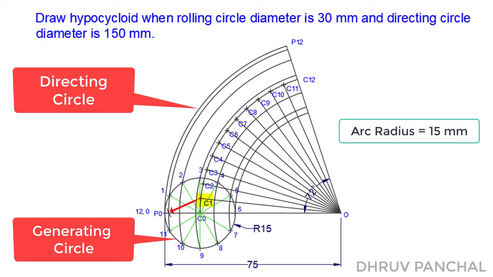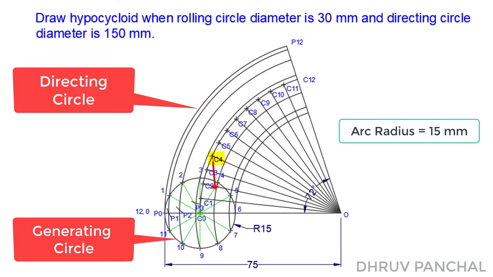With the help of a compass, take point C1 as a center and 15 mm as a radius, draw an arc on the curve passing through point 1 to get point P1. Take point C2 as a center and with the same radius, draw an arc on the curve passing through point 2 to get point P2. Take point C3 as a center and draw an arc on the curve passing through point 3 to get point P3.